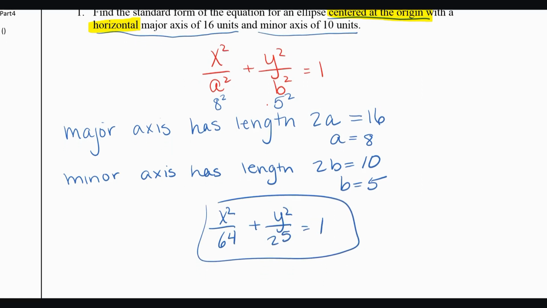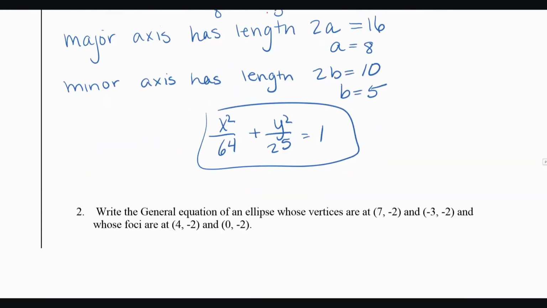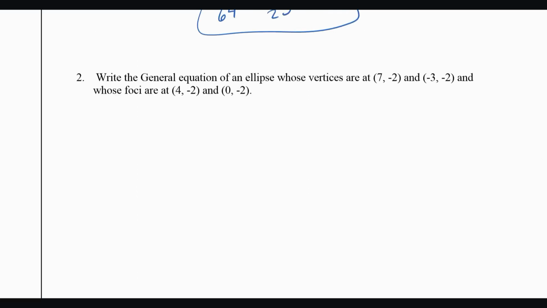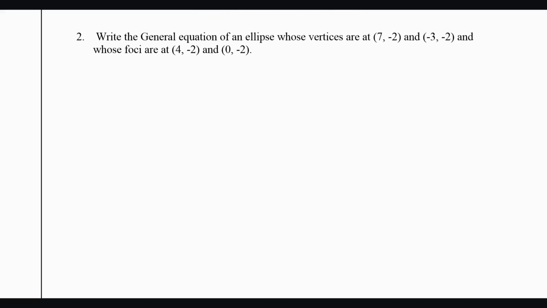Okay, let's do one more. Okay, so this says, write the general equation of an ellipse whose vertices are at 7, -2 and -3, -2, and whose foci are at 4, -2 and 0, -2. Now the first thing I like to do here is sketch out what we're given. So let's draw ourselves a set of axes.